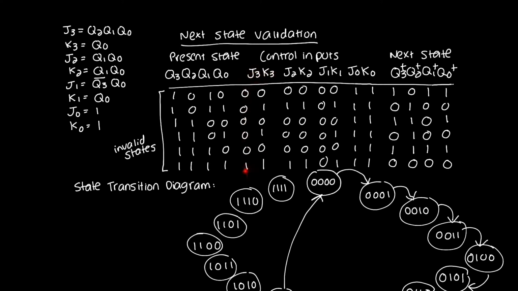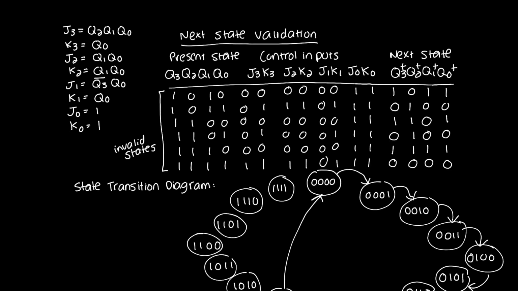and I looked for each of the control inputs. So let's start with J3. For J3, I looked at the Boolean expression, and I said J3 is only ever going to be high when Q2, Q1, and Q0 are all high. That only occurs down here. So J3 is only high here, 0 all the rest of the way. K3 is just Q0. That's this.